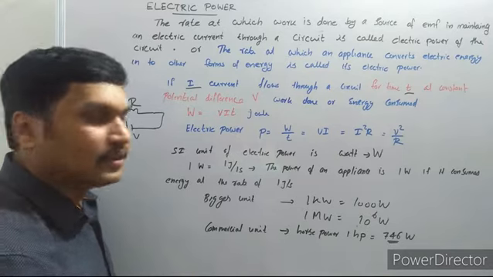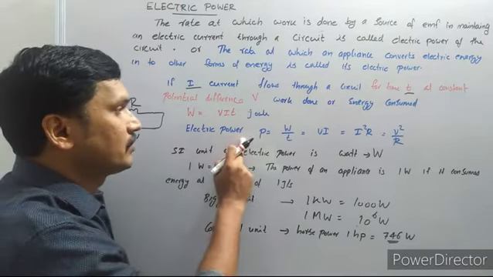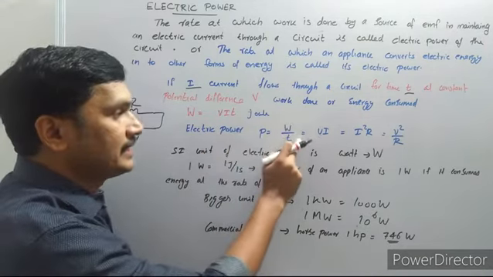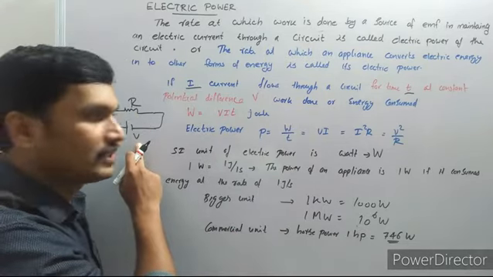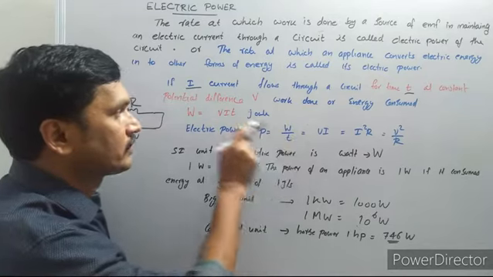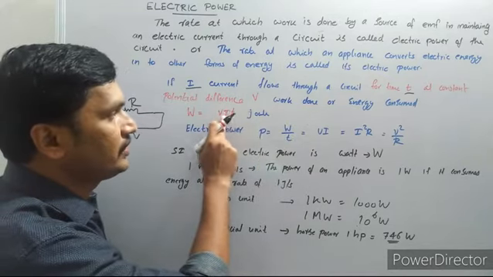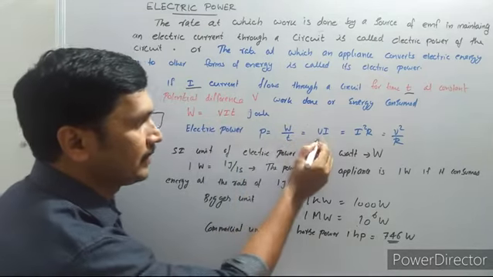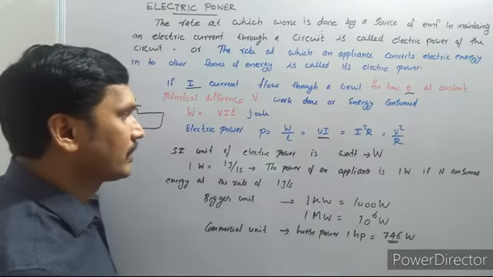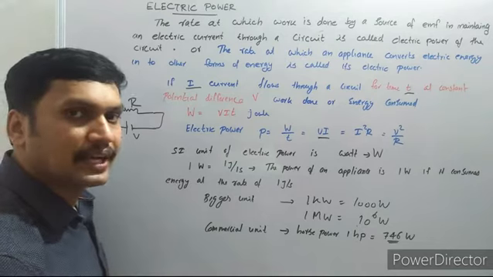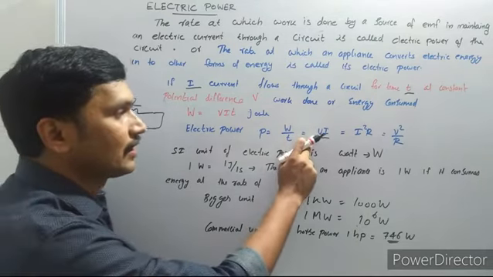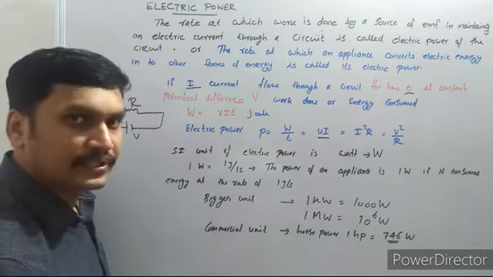Now the electric power, by definition, is the rate at which the energy is consumed. So the electric power is equal to energy by time, or work by time. Work done by the battery is actually energy. That's work by time. What is work done? VIt. VIt by t. So it becomes V into I. That power of the electric circuit is equal to potential difference into current.